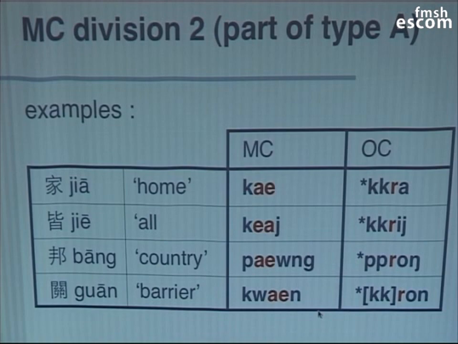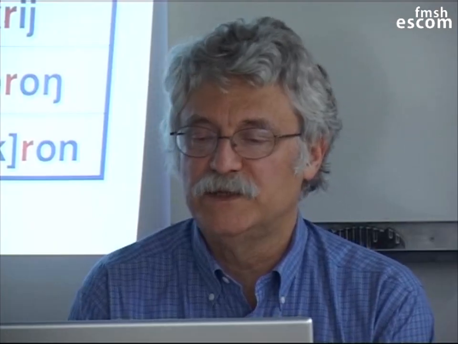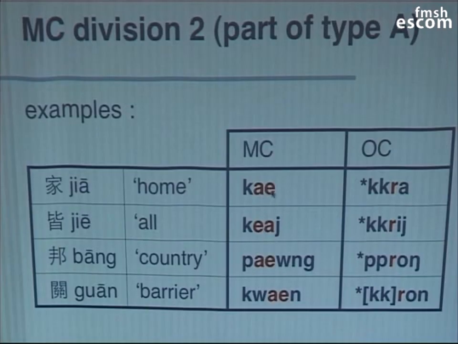Here's a division 2. Again, they all have AE or EA, and there's no Y or J in front. You can see that the division 2 finals usually cause a palatalization in Mandarin of the originally velar consonant, although it's not there in Cantonese. For instance, this is just da, and this is just gai, and so forth. And then bang is this, and guan is this, and so forth. All of the division 2 syllables are reconstructed with an R in Old Chinese, with an R before the main vowel.